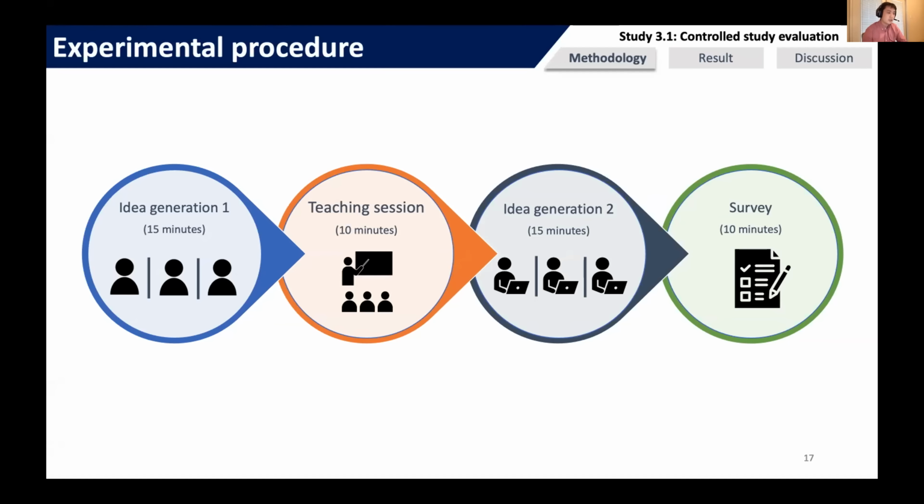After the first idea generation, participants were given a 10-minute teaching session. Those in the vision condition learned how to use the vision tool to retrieve patterns and use that to generate ideas. And those in the Google patent condition learned how to use Google patent to search patterns and use that to generate ideas. During the teaching session, they were provided laptop computers so they could practice using the tool.